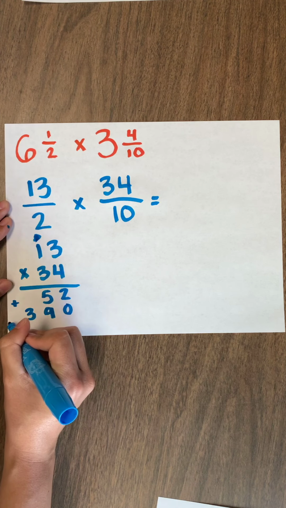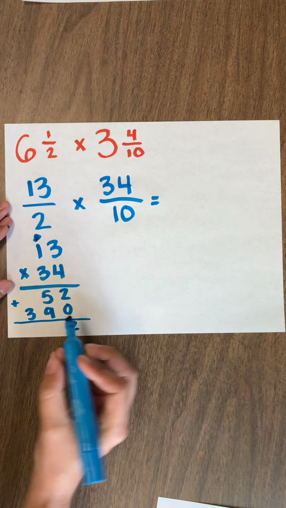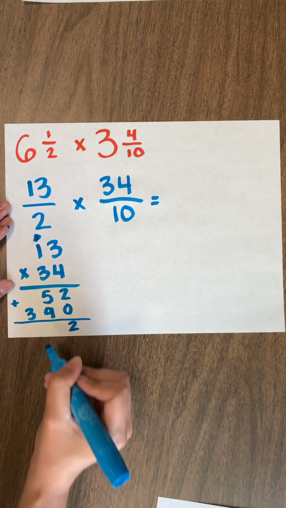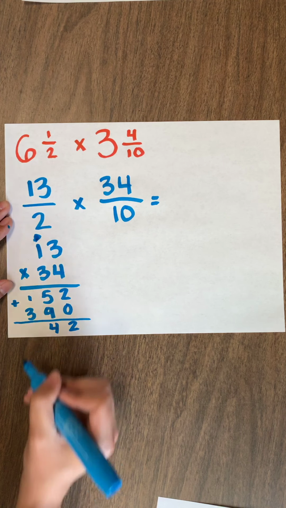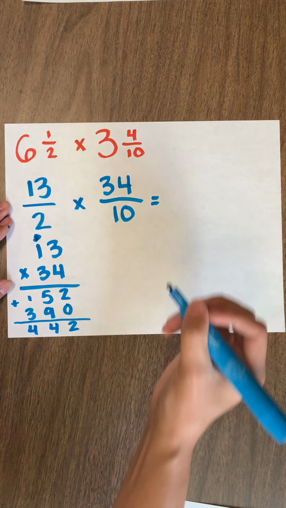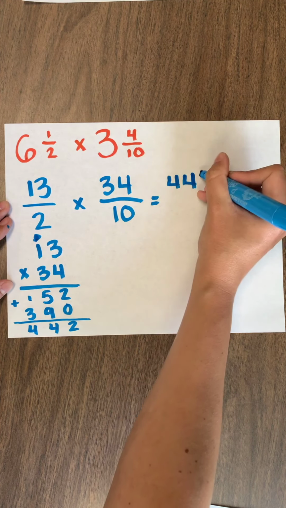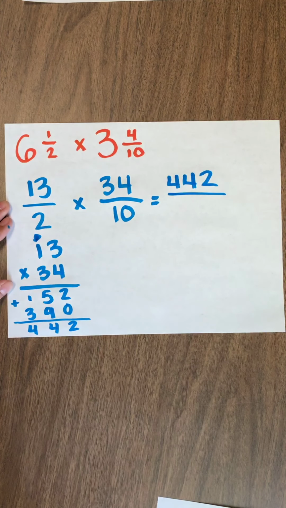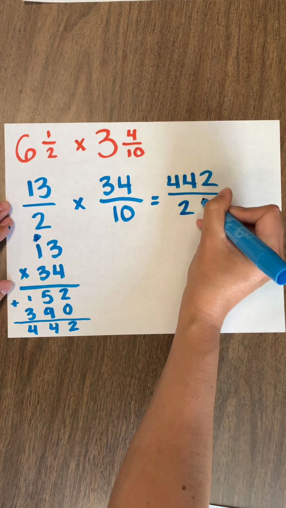Next, we'll add our partial products. 2 plus 0 is 2. 5 plus 9 is 14. Write the 4, regroup the 1, and 1 plus 3 is 4. So now we know that 13 times 34 is 442. All right, our next step would be to multiply the denominators. So 2 times 10 is 20.